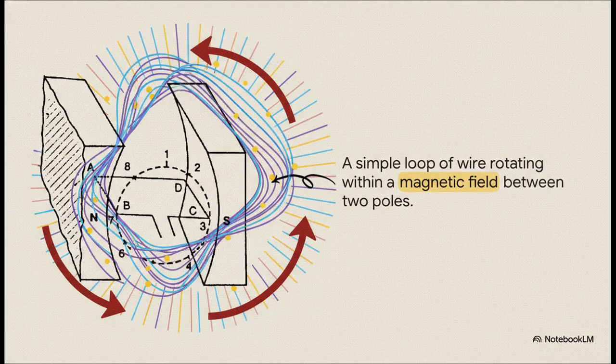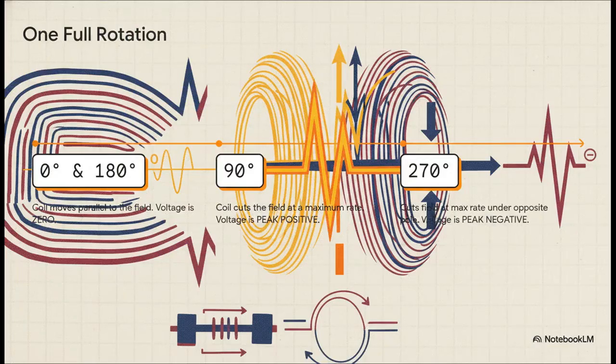All right, let's put that principle into action with a really simple generator. What we've got here is just a single loop of wire, and it's spinning between a north pole and a south pole. As the sides of this loop, let's call them AB and CD, rotate, they are literally slicing through that magnetic field, and that's what's going to generate our voltage. So let's follow this thing for one full rotation.